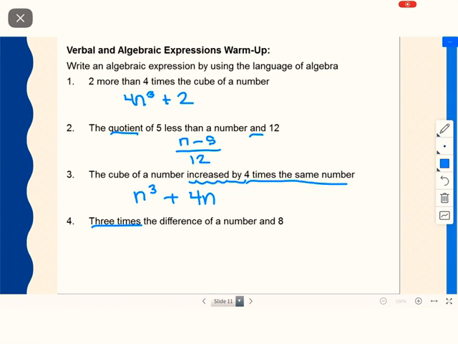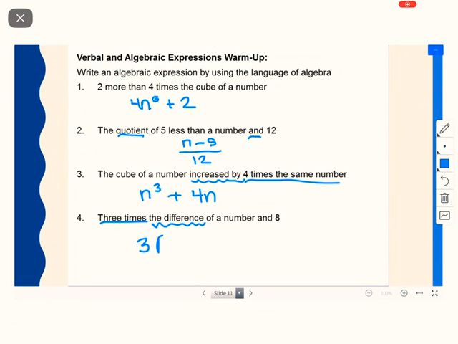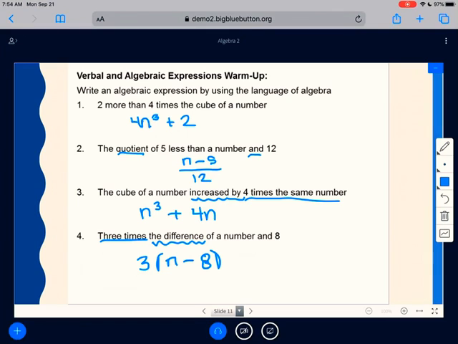3 times, so that means we have a multiple of 3. The difference, so that tells you subtraction. So 3 times the difference of a number, n, and 8. So that is 3 n minus 8.